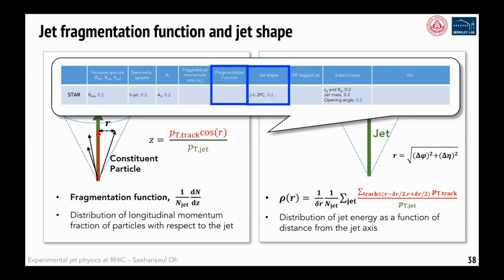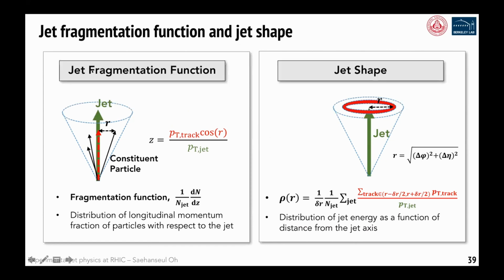And the next is the jet fragmentation function and jet shape, two jet structure measurements. For the jet fragmentation function, this is a jet and this is a constituent. And z is the jet fragmentation function observable. The z is defined as this.